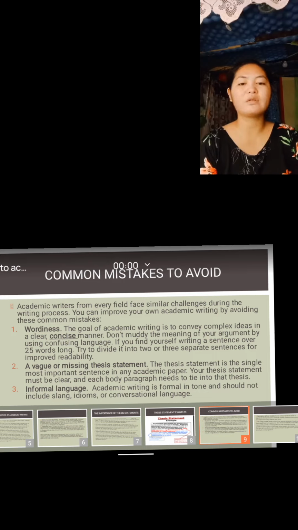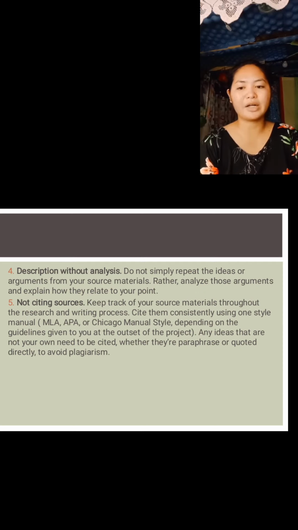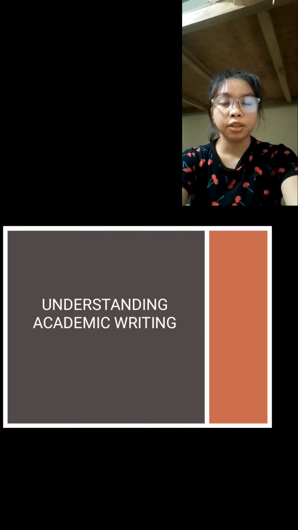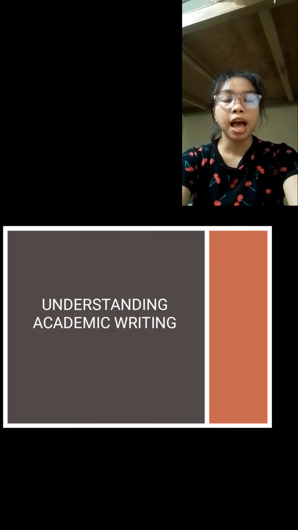Number 3, informal language. In academic writing, you should use a formal tone and avoid using idioms, slang, and conversational language. Number 4, description without analysis. You should analyze the argument and relate it to the point. Number 5, not citing sources. In the writing process, you must list the sources to avoid plagiarism, especially in academic writing. So the next topic is understanding academic writing.